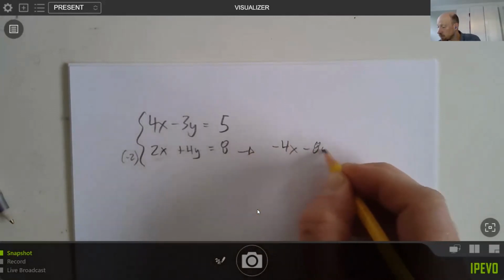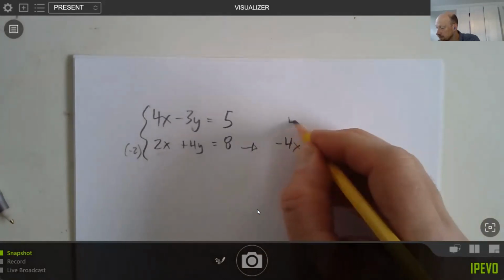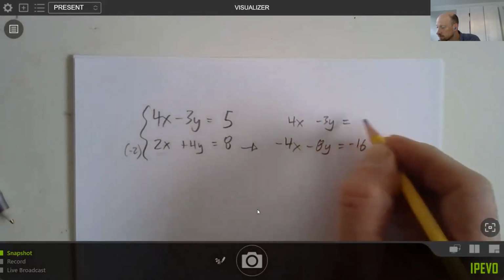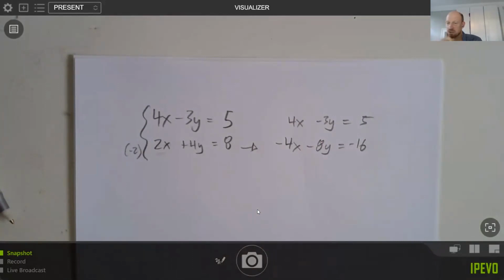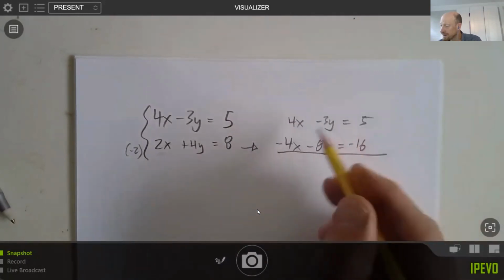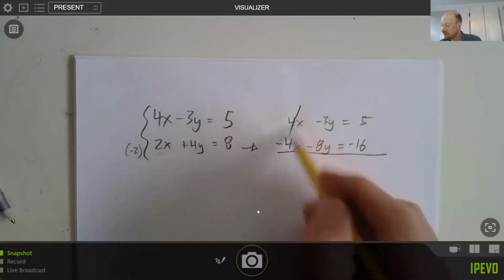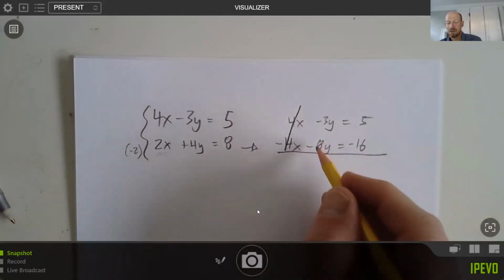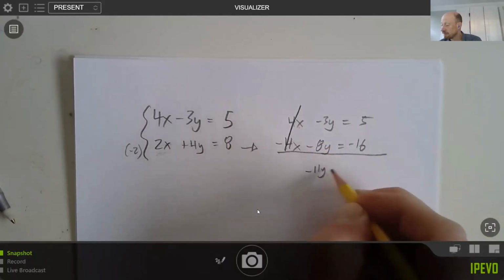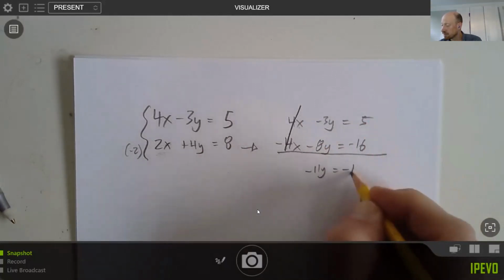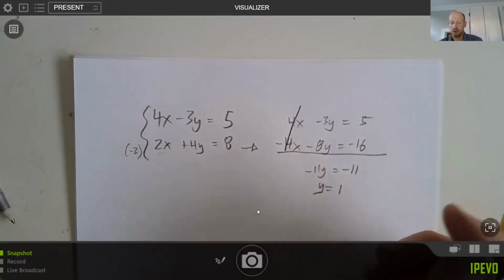-4x minus 8y equals -16. I'm just going to write the other equation next to it. These are ones where you don't want to skip steps. You want to really take care and not make any small errors. It's sort of a disaster to make a small error. So when I add these together, because I multiplied by -2, I was able to match these up perfectly. So when I add, those cancel, -3y minus 8y is -11y equals -11. So y equals 1.